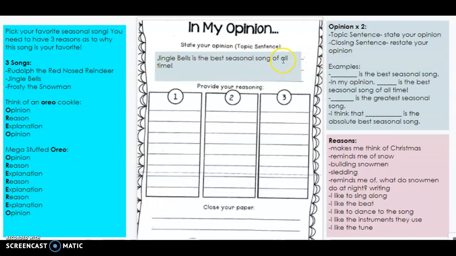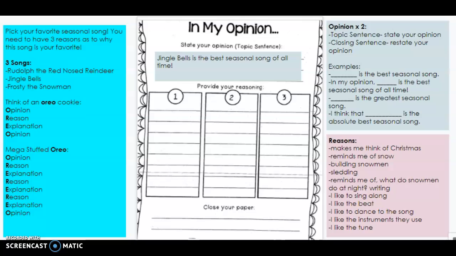So I wrote, here in the top, state your opinion, Jingle Bells is the best seasonal song of all time. And then over here, I added a few examples. Blank is the best seasonal song. In my opinion, blank is the best seasonal song of all time. Blank is the greatest seasonal song. I think that blank is the absolute best seasonal song.